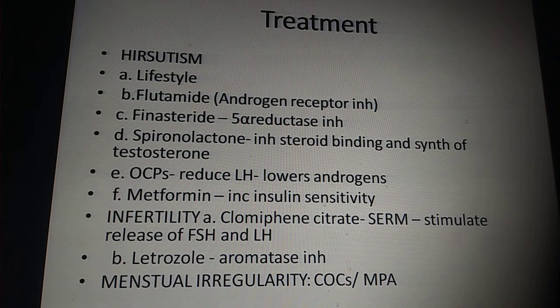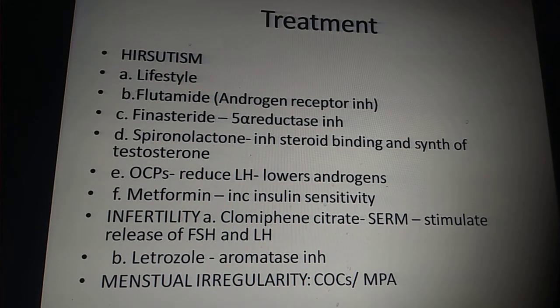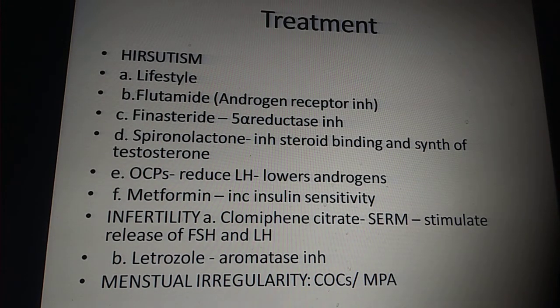Now, treatment is specific to what she has come to you for. If it's for hirsutism, then you have to advise about lifestyle changes, that is diet and lifestyle changes. Then flutamide, which is an androgen receptor inhibitor, can be used. Finasteride is a 5-alpha reductase inhibitor. These are all to treat the hyperandrogenism as such. Spironolactone inhibits the steroid binding and synthesis of testosterone. And OCPs also reduce the luteinizing hormone, so that can lower androgens. And metformin can increase the insulin sensitivity.